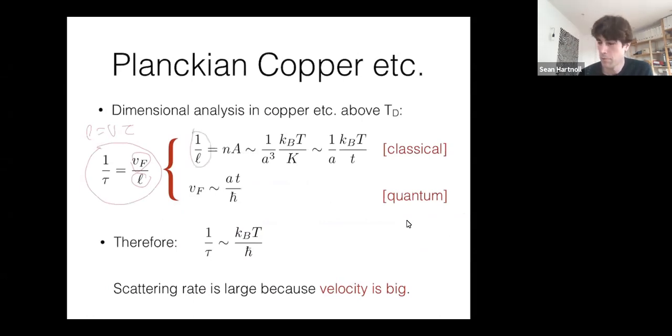Well, if we have a bunch of centers that are scattering things, and they have some separation, there's some density of these, let's call that n. Some density of scatterers, let's say these are the atoms in the lattice, and each atom has a cross-section A for hitting it. The inverse mean free path is given by this.